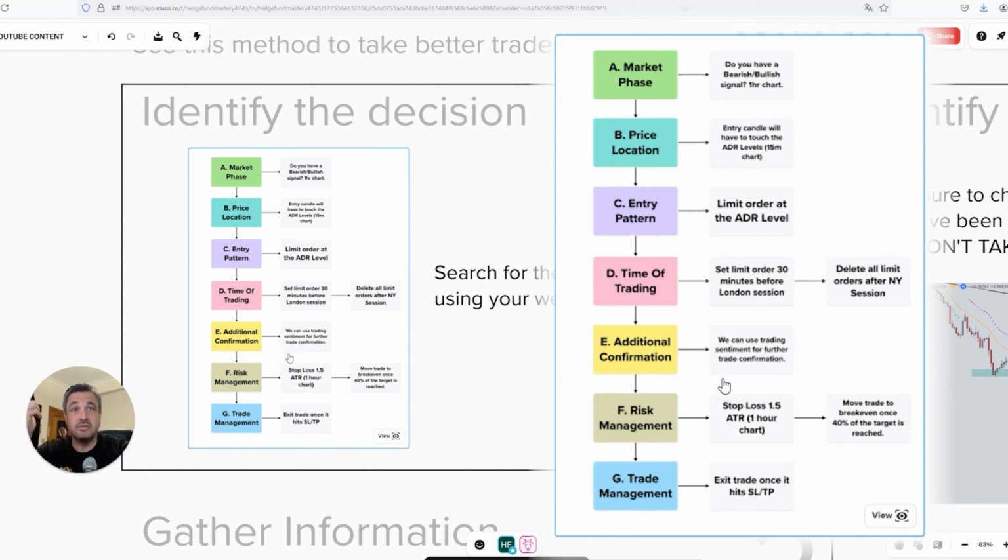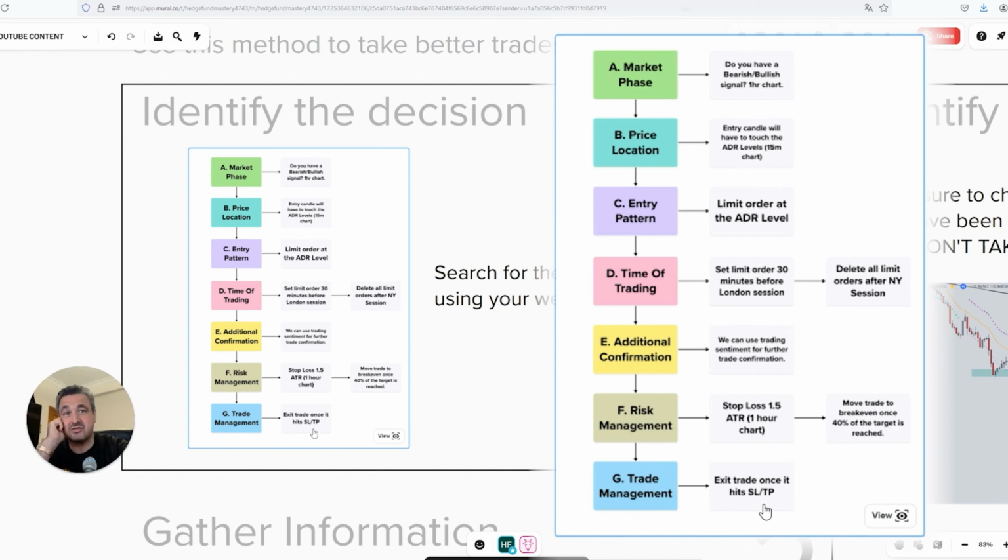Additional confirmation. We can use trading sentiment for further trade confirmation. We could use the alpha trend indicator. We could use a bunch of things, could be COT data. Something that will give me an additional confirmation of the direction. And then risk management. Stop loss 1.5 ATR on a 1 hour chart, right? Very simple. Move trade to break even once 40% of the target has been reached. That goes also into trade management, but those are very much intertwined, right?